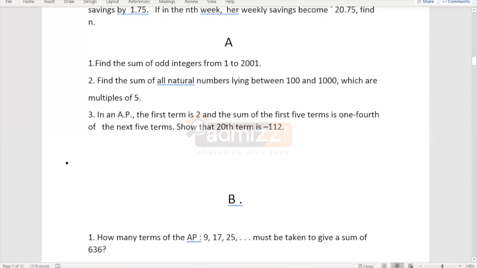So what will you do? Starting from 1 and going to 2001, all are odd integers. So what will you do? First of all, you have to make the sequence.